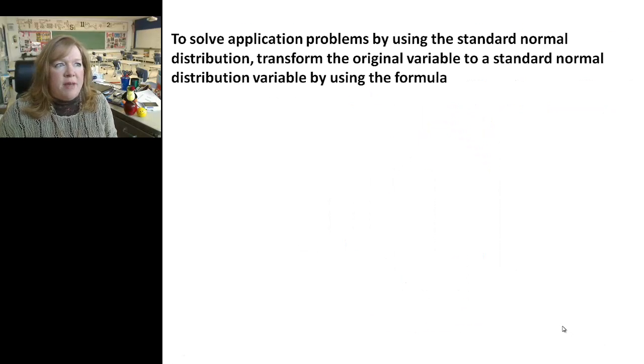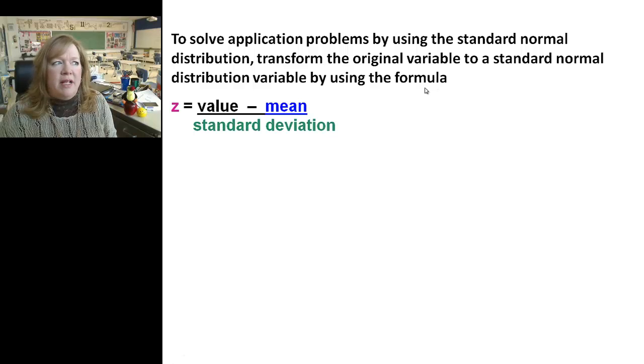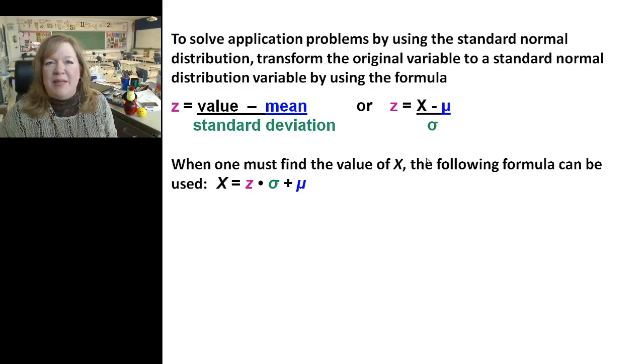All right, to solve application problems by using standard normal distribution, transform the original variable into a standard normal distribution by using the formula, the data value minus the mean over the standard deviation, which we've seen before. That's x minus mu over little sigma.